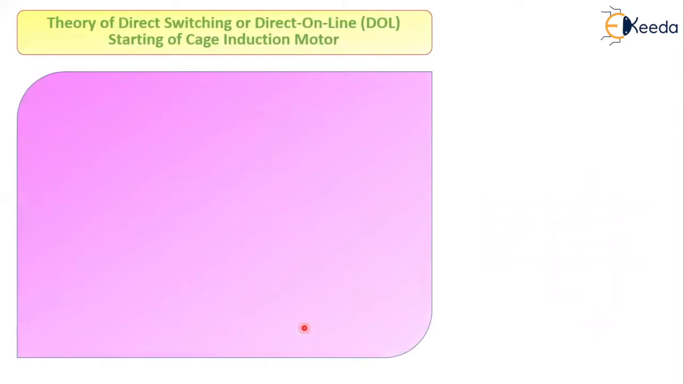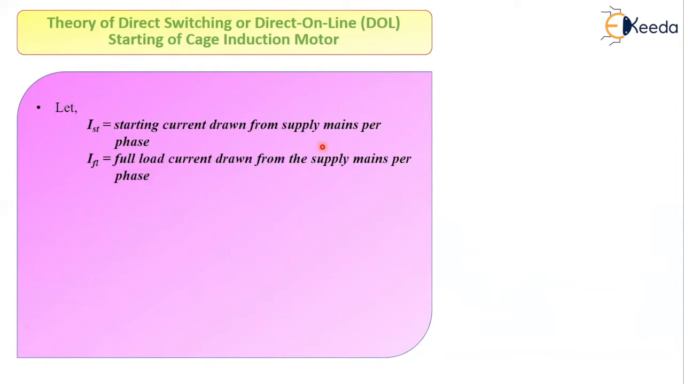Now let us see the theory of direct switching of the DOL starter. Here we are going to assume certain terms. Let IST be the value of starting current which is drawn from the mains, that is from the line, per phase. Then IFL is the full load current which is drawn from the supply line per phase. Similarly, let TST be the value of the starting torque.